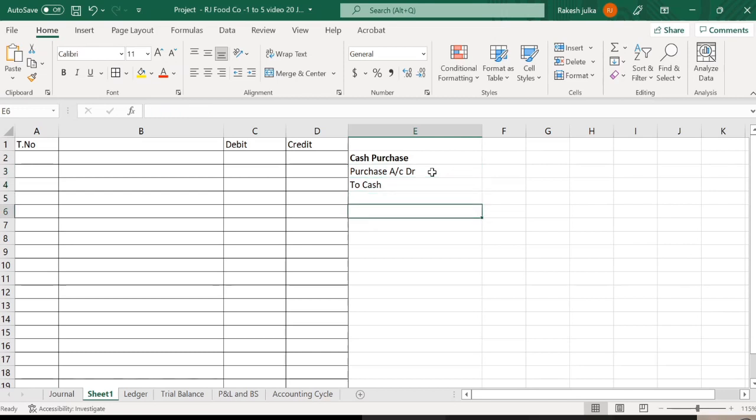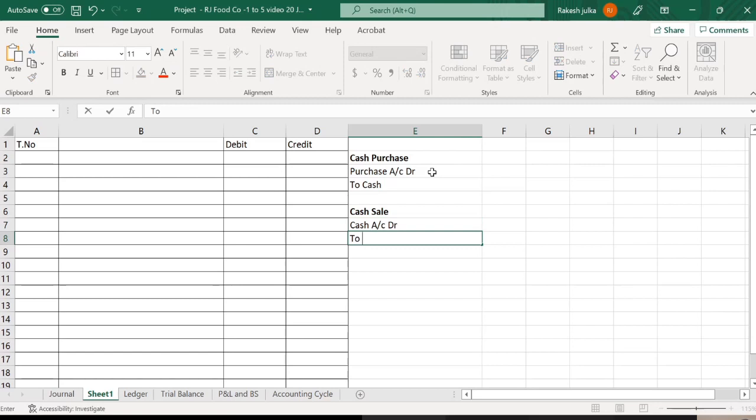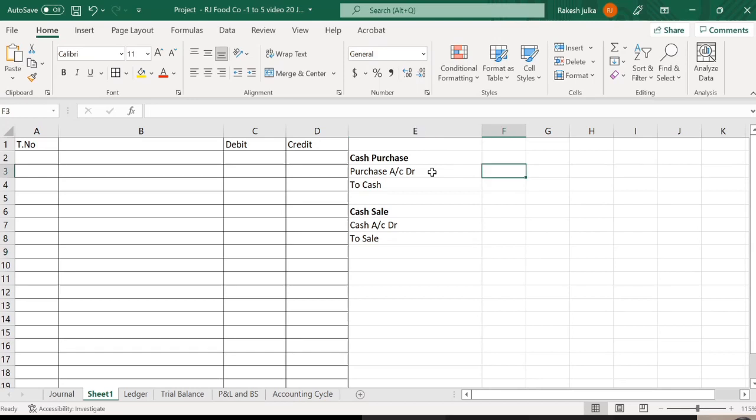But in case of a cash sale, we are going to give some product. The goods are going from the business, but what is coming? The cash is coming. So cash account debit to sale. All right. Why is this the debit and why is this the credit? I would like to explain this before making you understand the credit transactions.